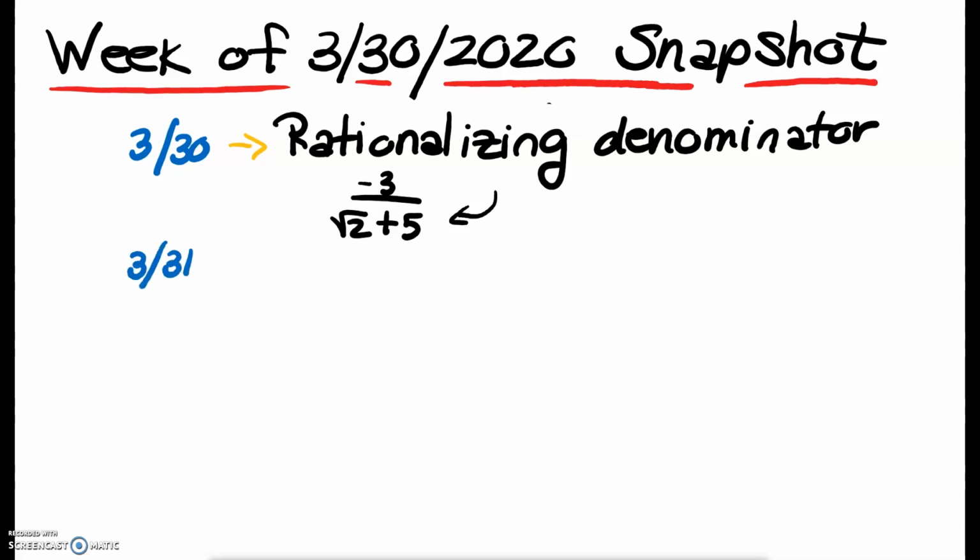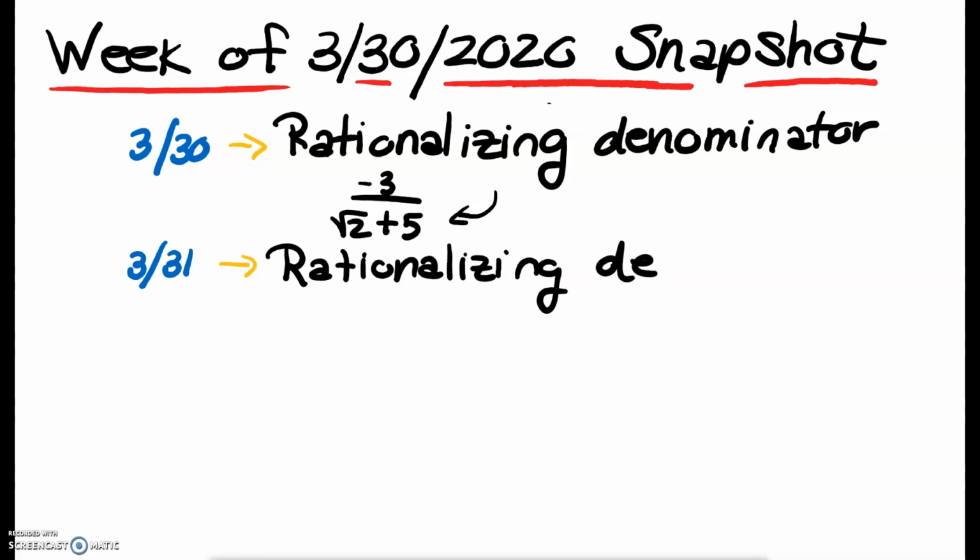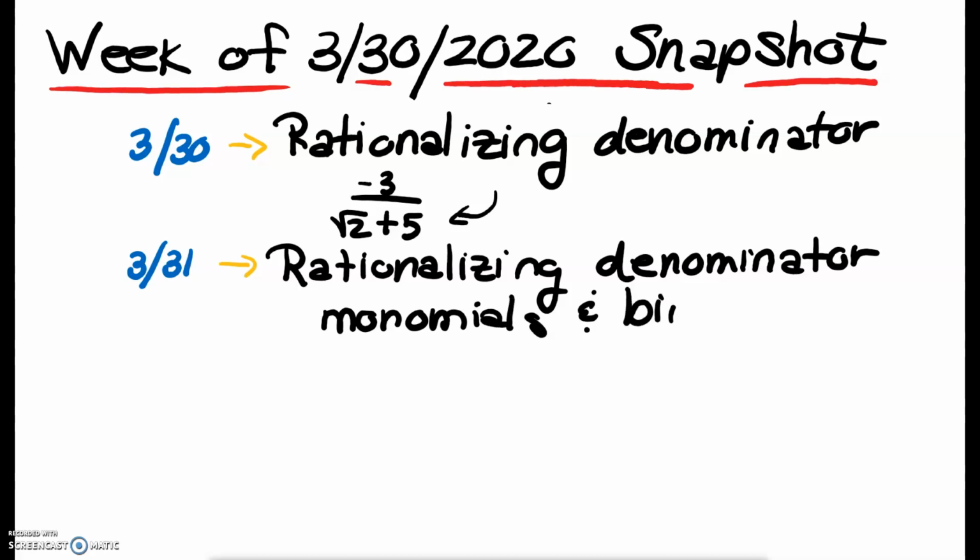So on 3/31, we're going to be looking at rationalizing denominators all together. So you're going to get a worksheet that has a bunch of fractions on it with radicals in the denominator, and you're going to have to rationalize them. Your denominator is going to have both monomials and binomials, and there'll be a worksheet of 10 problems, and they're going to look like the problems that you had Friday and today.